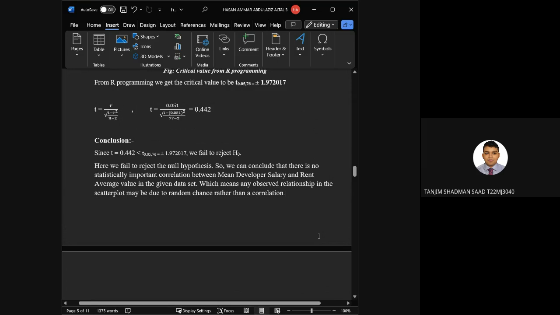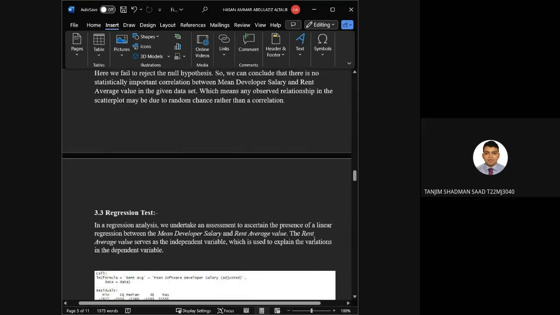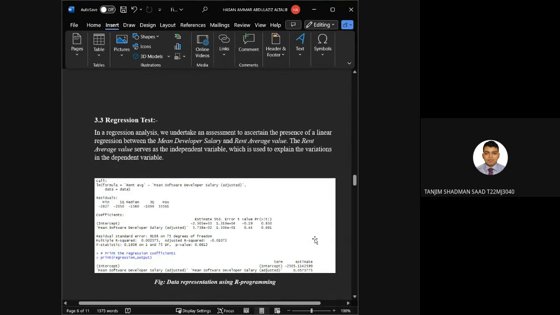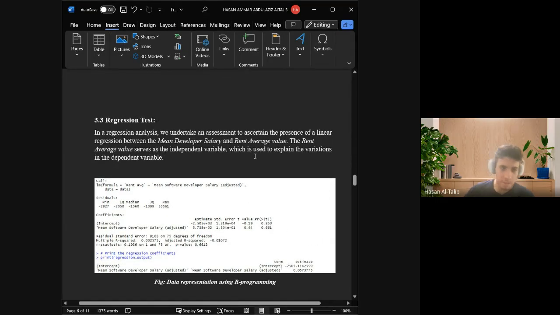Now I'm handing over the floor to our friend Hassan. He will explain the ANOVA test and regression test. Thank you, Jim, for handing me the floor and for explaining the correlation. So I'm going to explain briefly about our regression test first.